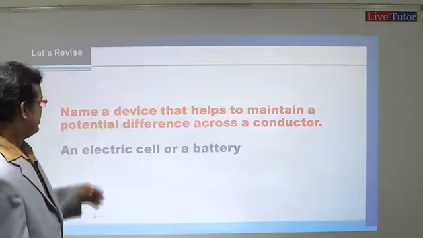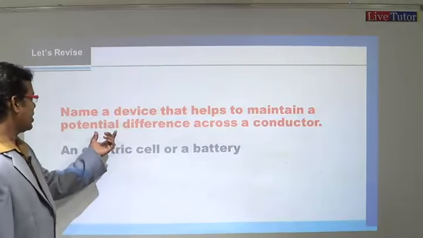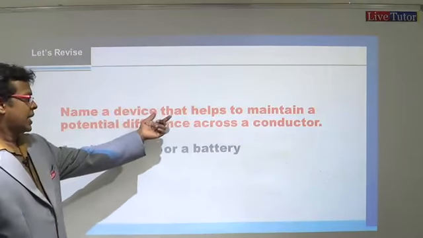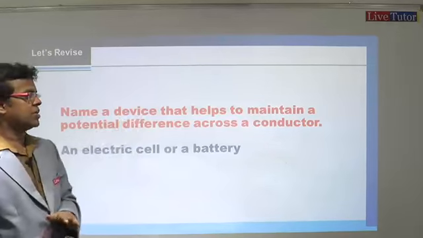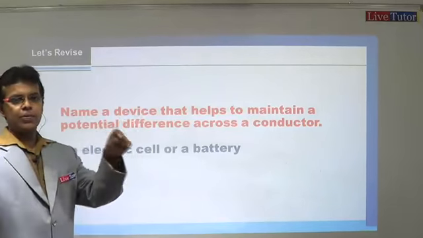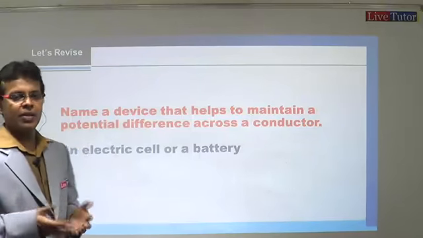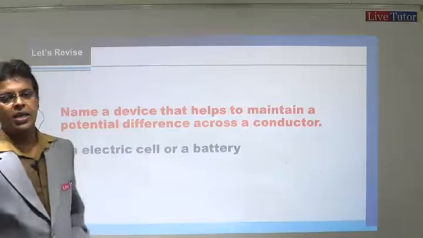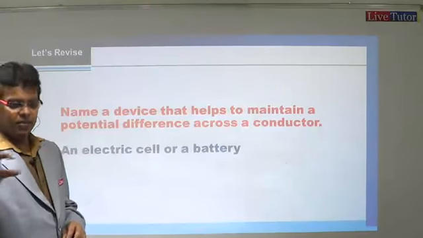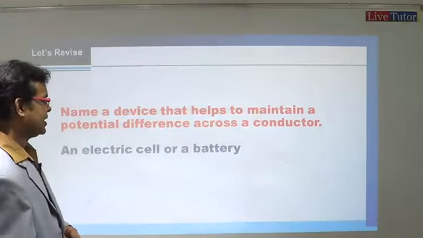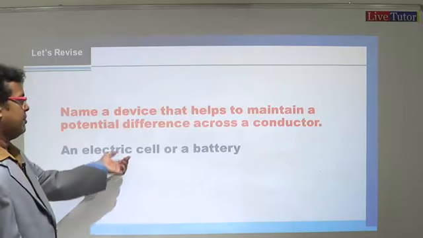The next one is a simple one mark question. Name a device that helps to maintain a potential difference across a conductor. If you want to maintain the potential difference across any conductor, what do we require? A cell or a battery, which provides an EMF, so that it will maintain the potential difference across the ends of the conductor. Very simple question, remember that.